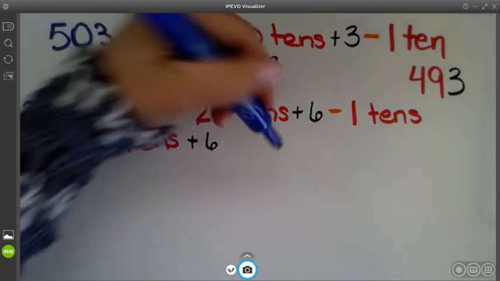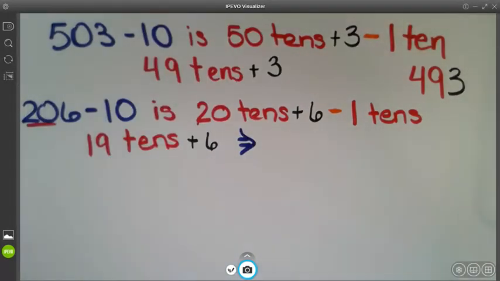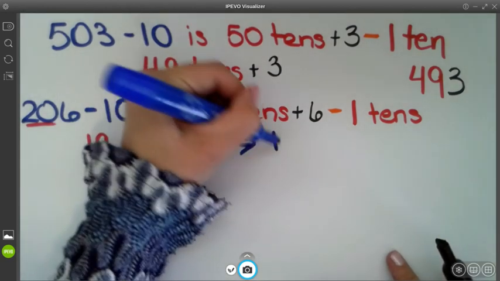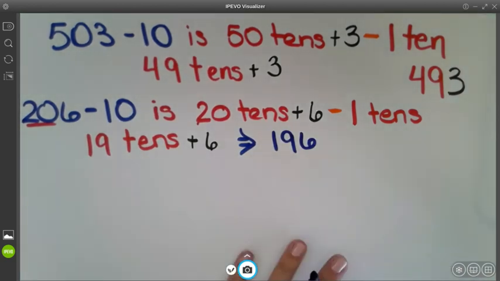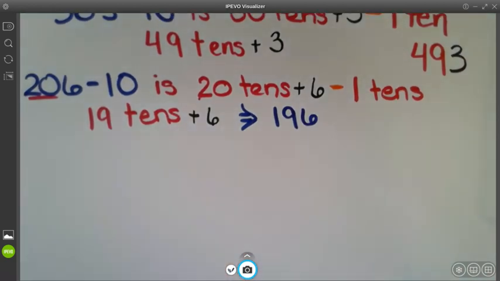Okay, go ahead and solve. What is that going to leave you? Yeah, it's going to leave you with 196. Okay, let's do one more, and then we're going to get into word number names.